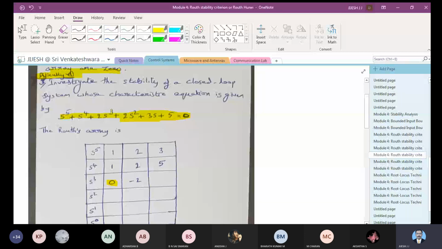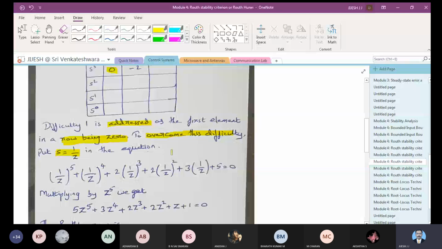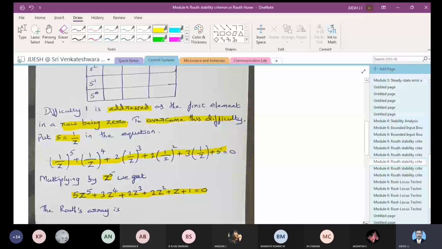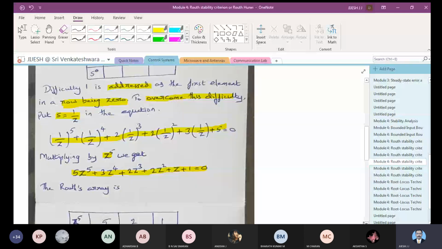Then what we are going to do, I am going to multiply by Z to the power of 5. So what you'll get, the equation you will get it in this form. This is a method of solving it, if a difficulty 1 appears, how to solve it. So you have to substitute S is equal to 1 by Z and try to solve it. So you'll get 5Z raised to 5 plus 3Z raised to 4 plus 2Z cube plus 2Z square plus Z plus 1. Again, you need to write it in this form itself.